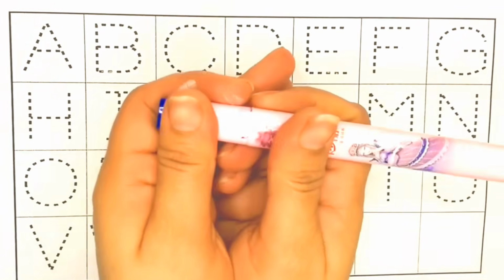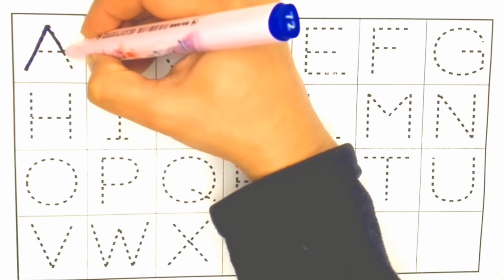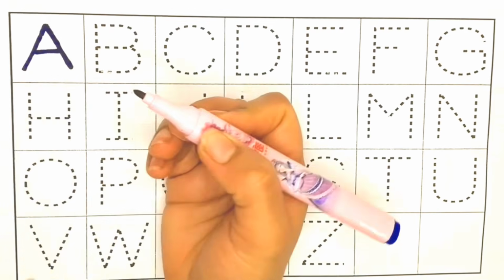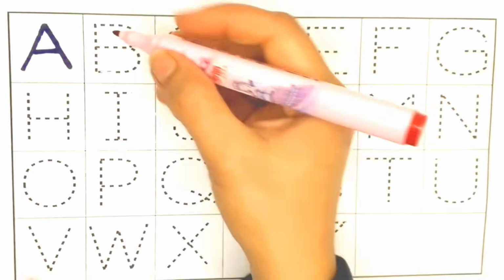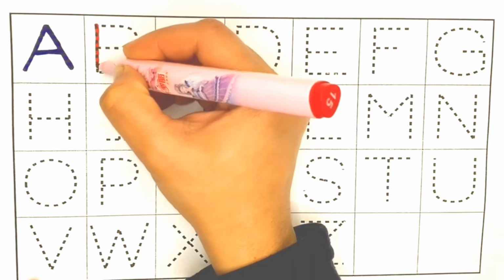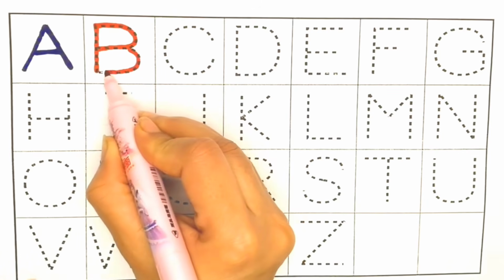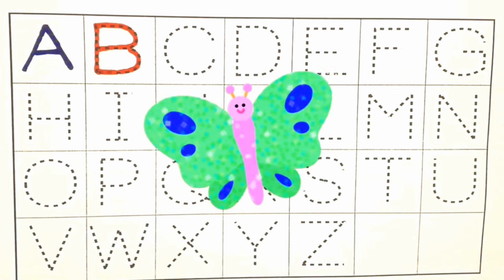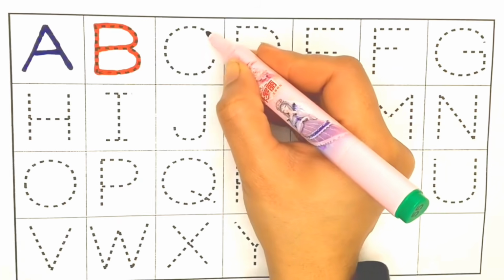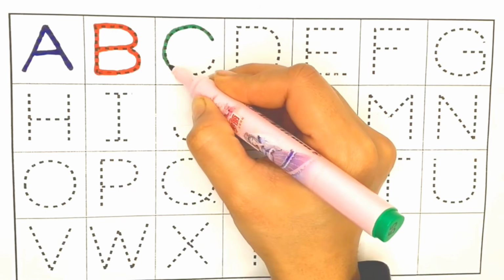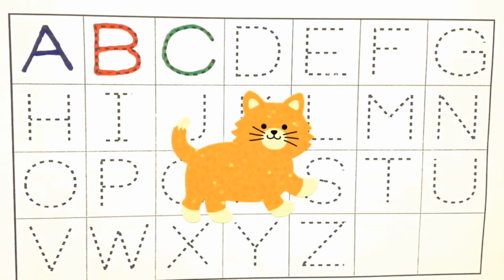Let's write. A, A for apple. B, B for butterfly. C, C for cat.